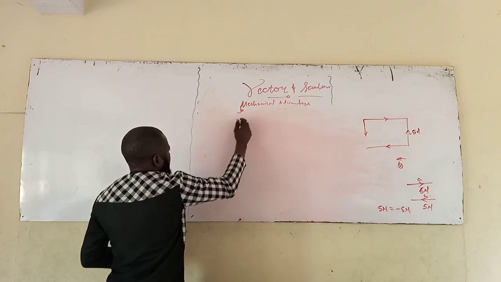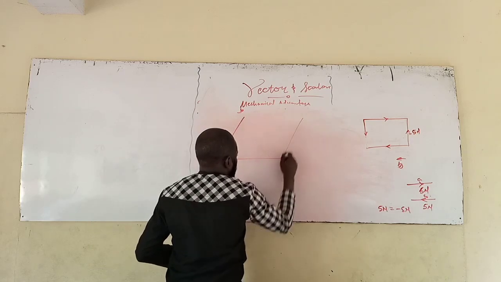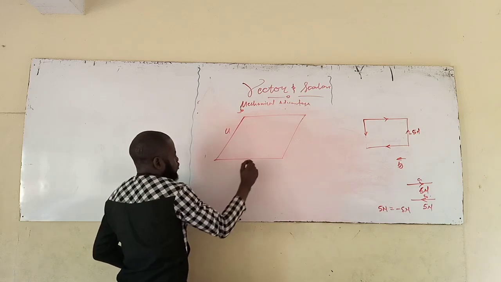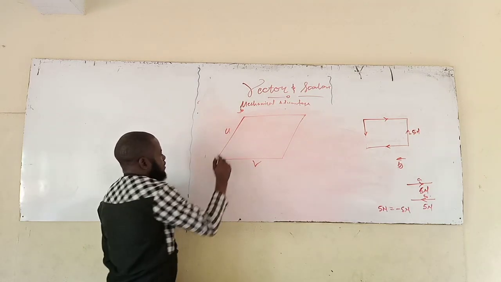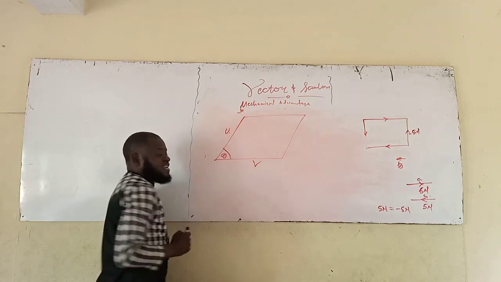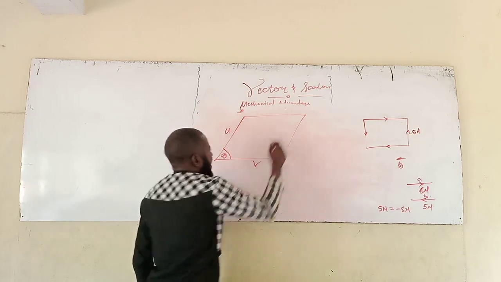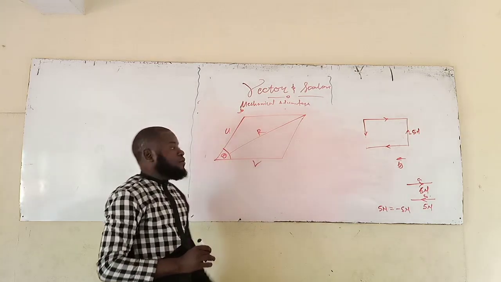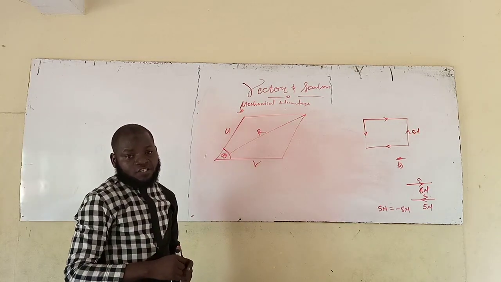So if that should be the case now, then we can now draw our parallelogram. If I have a parallelogram like this, okay? This is a vector u and vector v. This is the angle in which they are both inclined. Then, this is the diagonal line of the parallelogram that we use to represent their resultant.